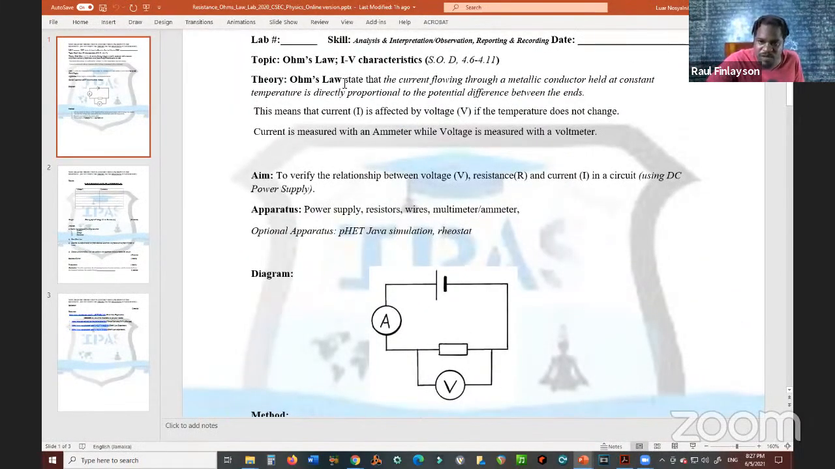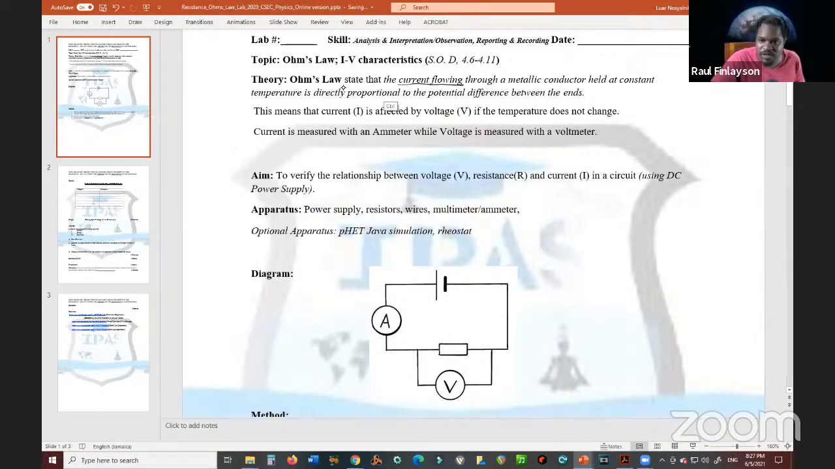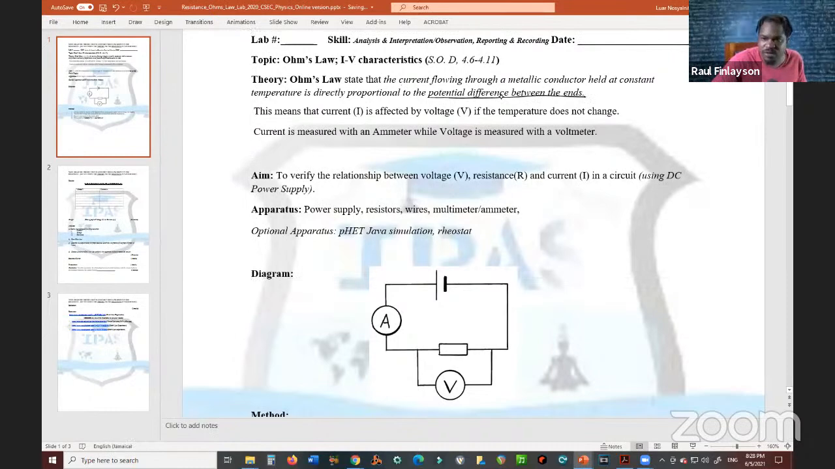It's Ohm's law. Now, this is a good place to start. This is a popular CXC question: state Ohm's law. It says here that the current flowing through a metallic conductor held at constant temperature is directly proportional to the potential difference between the ends. So potential difference is voltage. This means that current is affected by the voltage. This is something that CXC tests a lot.